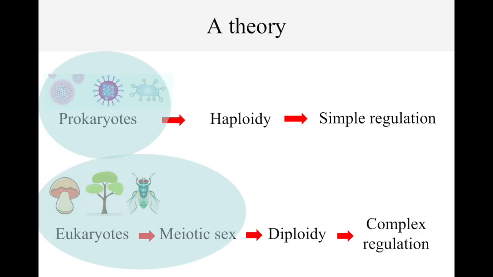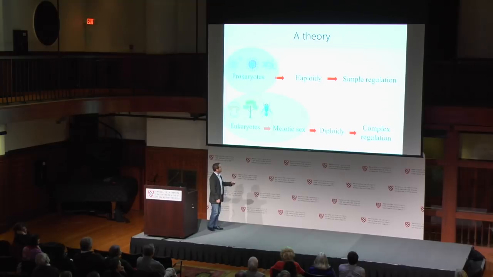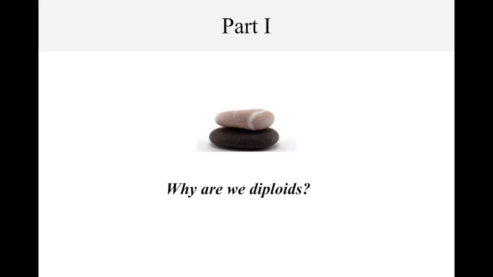So now you know more or less what a prokaryote is, what a eukaryote is, and that eukaryotes have meiotic sex. So we can start, right? That was the introduction. I will start by explaining this arrow: why, when you've got diploid, meiotic sex, you have diploidy evolving. So why are we diploids?